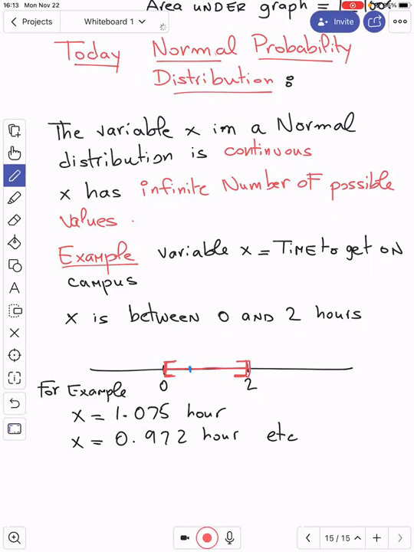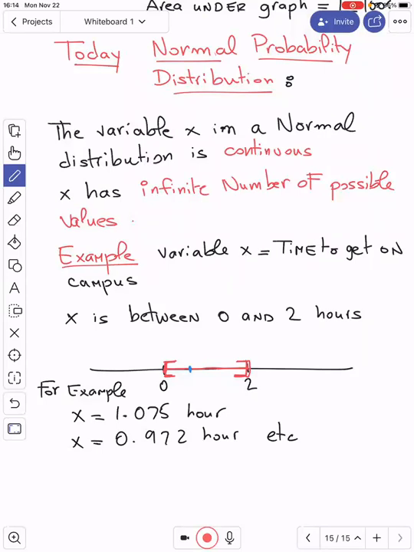So this is different from R in the binomial distribution. Remember R, the number of successes: if you have 7 trials, then R can be equal to 0, 1, 2, 3, 4, 5, 6, 7. That's it, just 8 possible values. Here, when X is the time to get to campus, it can be any number between 0 and 2, including decimals, so you have an infinite number of possible values.